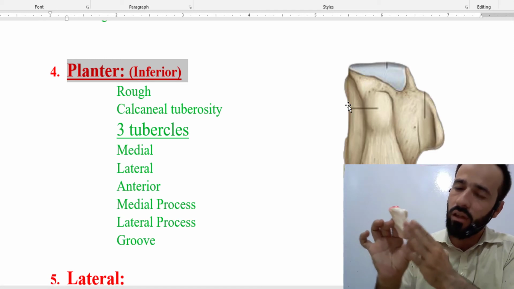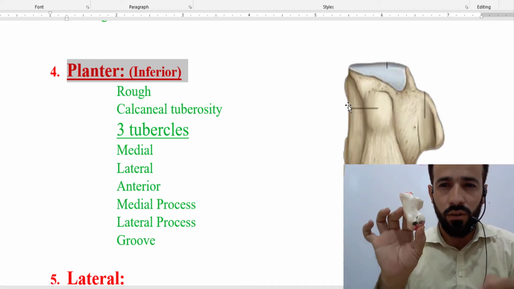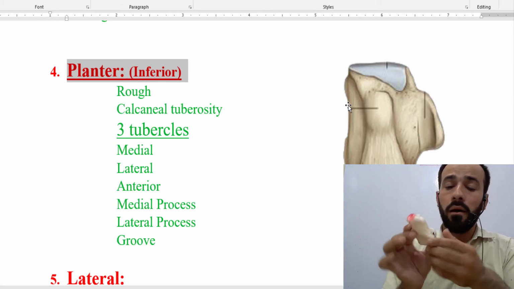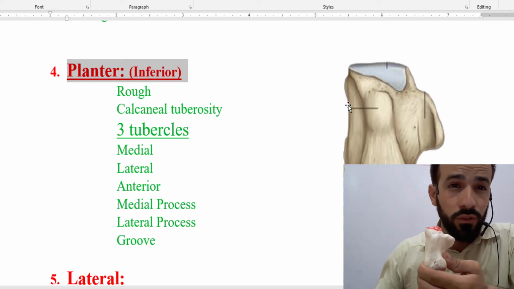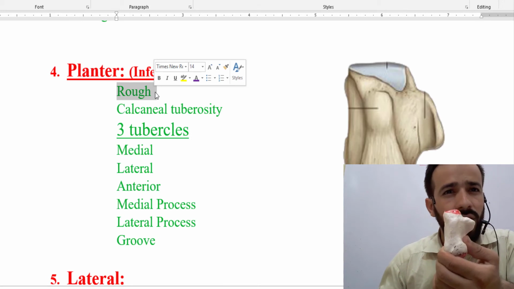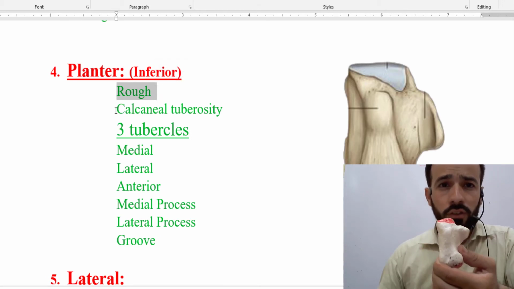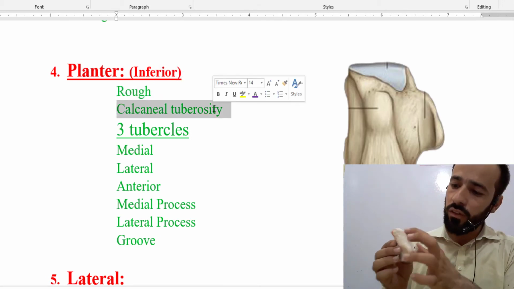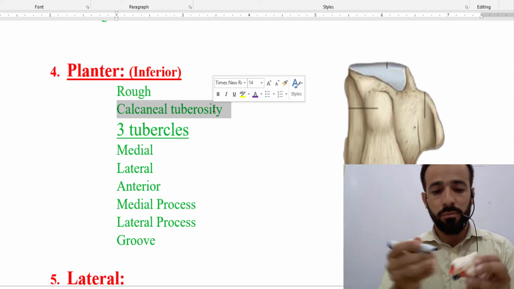You can see these are some of the roughnesses here. Now let me point out all these important features. First, there is a roughness in the inferior surface. Then there are the calcaneal tuberosities, right? Now you can see here are the three tuberosities which are present.